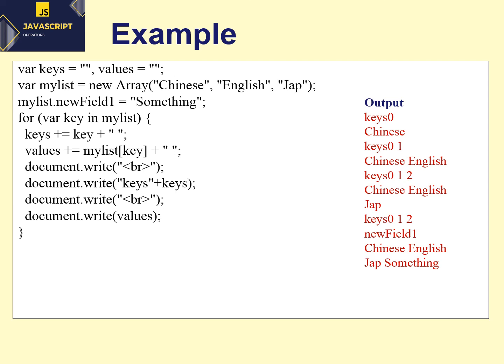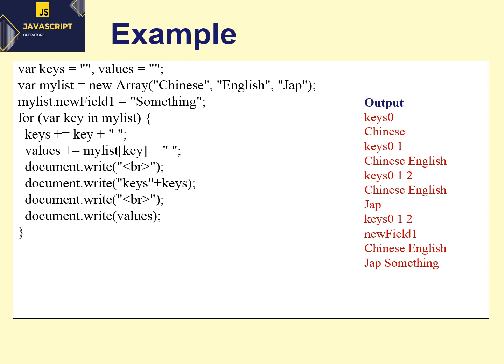In the next iteration, key will take the value 2. So keys will become 0, 1, 2. Values is Chinese, space, English, space, Jap, space. Then it will again move to the next iteration. So the third iteration is over.